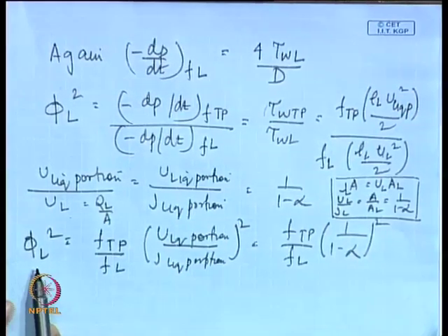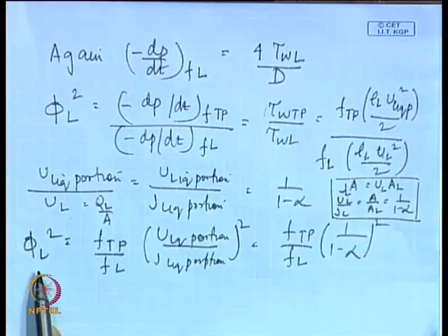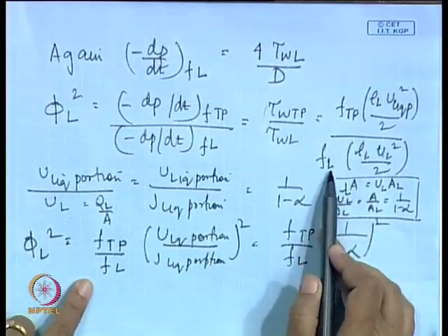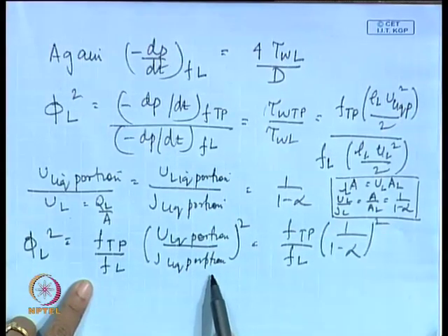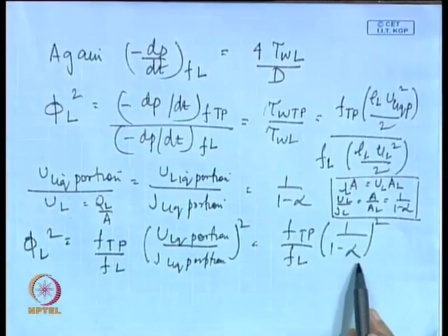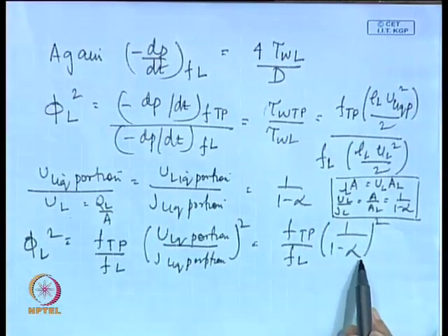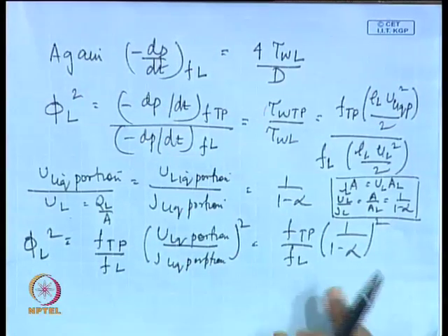Now, if we want to find phi L square for the actual annular flow situation, then it is nothing but F TP by F L into U liquid portion by J liquid portion, or F TP by F L into 1 by 1 minus alpha whole square. Till this portion, do you have any doubts? You tell me. What is the flow situation, annular or homogeneous? Annular, strictly annular. Why do you think it is homogeneous? Where did this homogeneous thing come from?